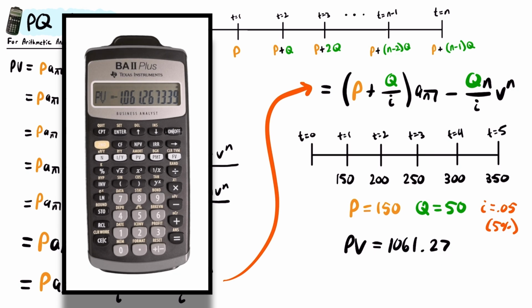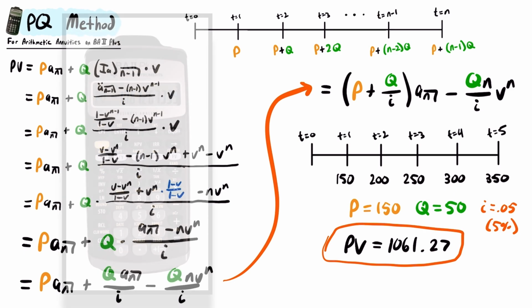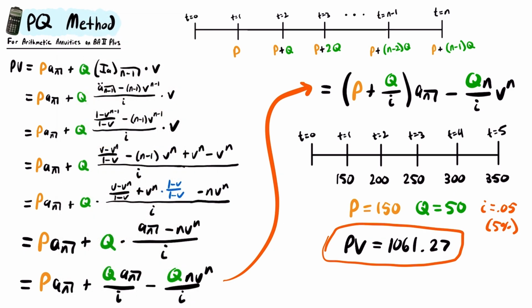Okay, now you will notice that the present value came out as negative in the calculator. That's fine. Just know that the actual present value is not negative, so you can ignore that negative sign. Okay, the present value here is positive 1061.27.